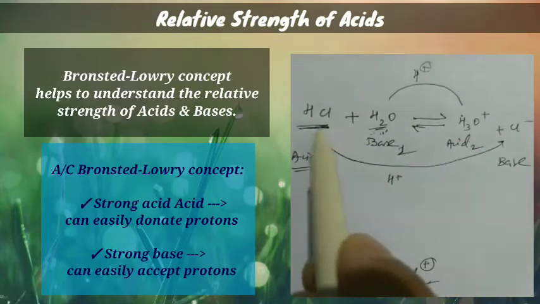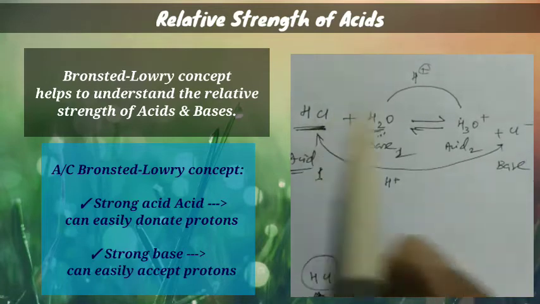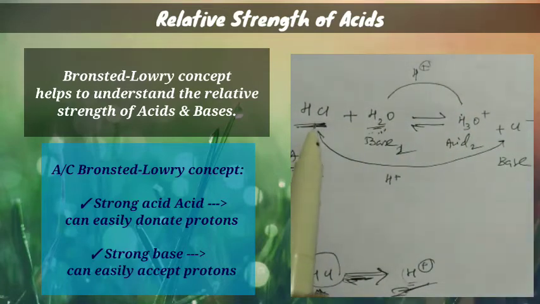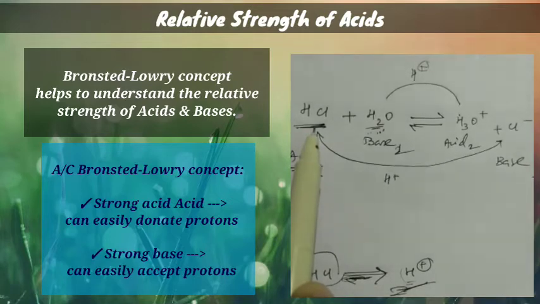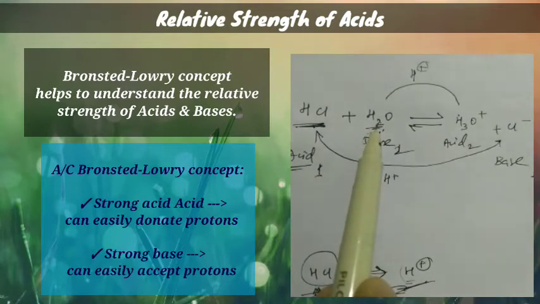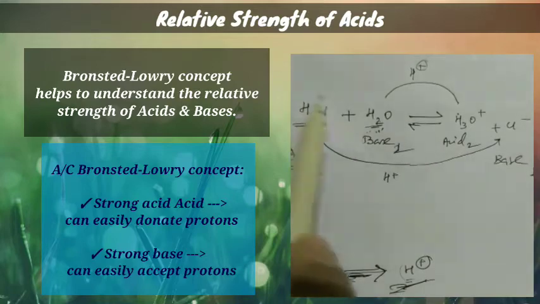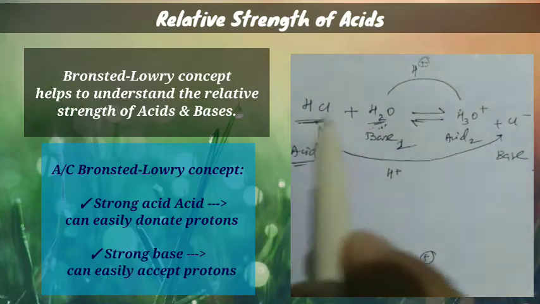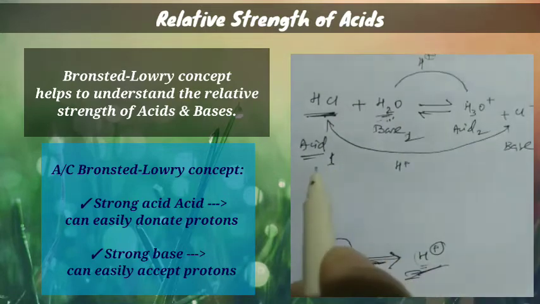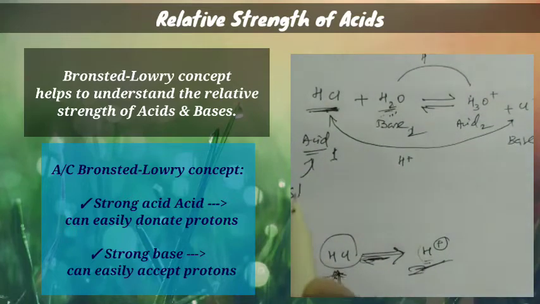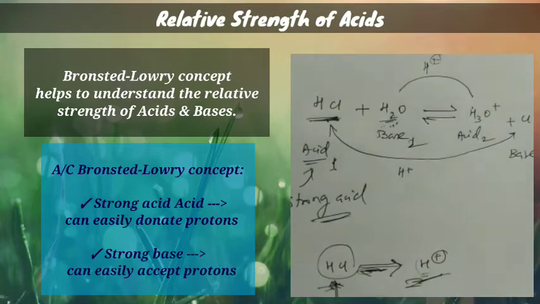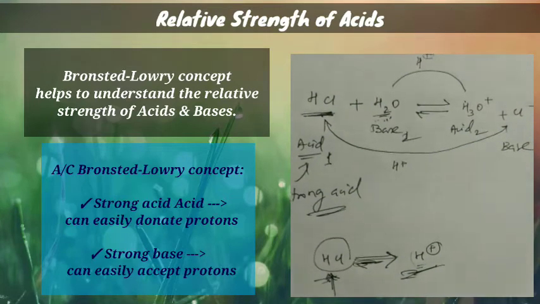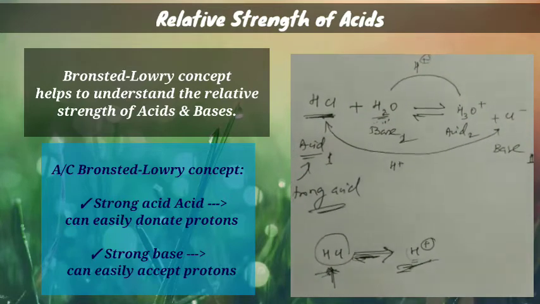But in this case, if you consider this reaction, HCl is a very strong acid. That means it can easily donate the H positive ion to that water. If it can donate H positive ion easily, that means that acid is a very strong acid, understand, strong acid.